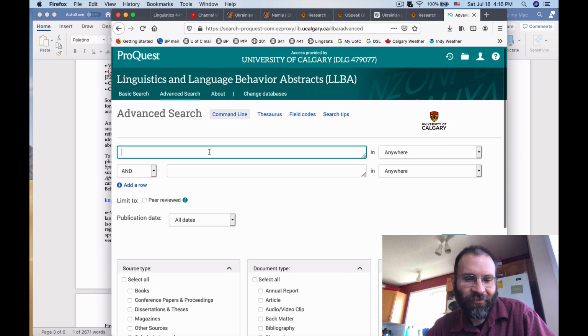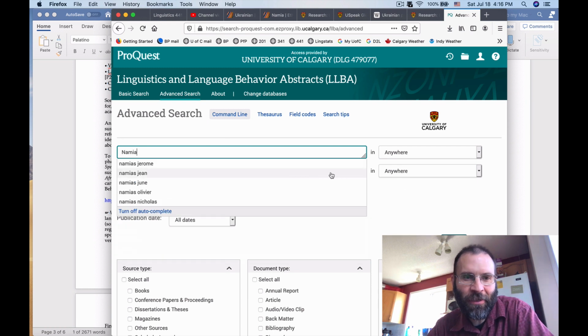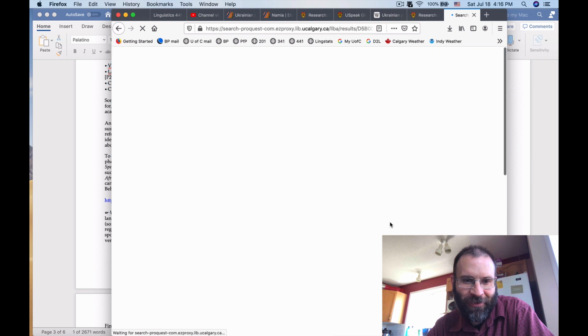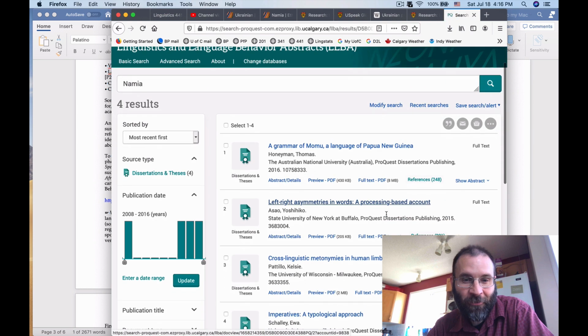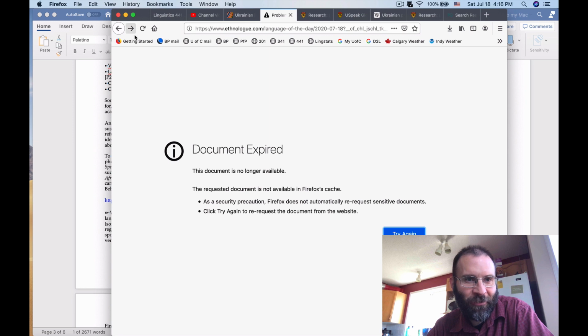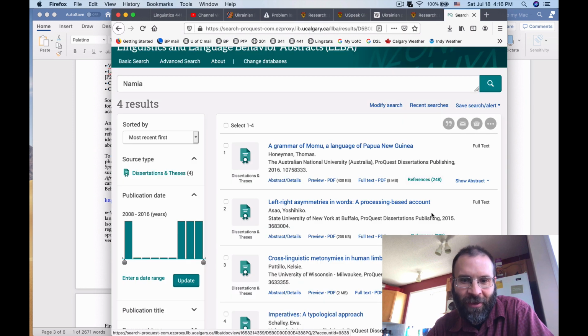Let's see if we can find anything on Namia as a language. Grammar of Momu, a language of Papua New Guinea. I don't know if that's the exact same one or not. Maybe it is. Maybe they don't want me to find anything out on Ethnologue.